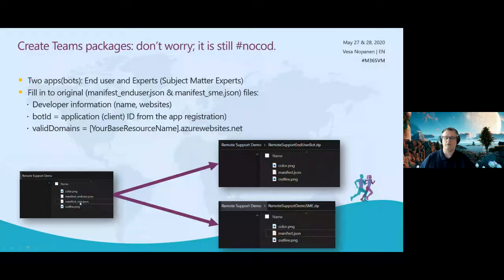And we do the same for the SME JSON. We first delete the manifest file, then we copy this to be the manifest.json and choose the three files and zip them. Then you have the packages you can upload to Teams. No coding.